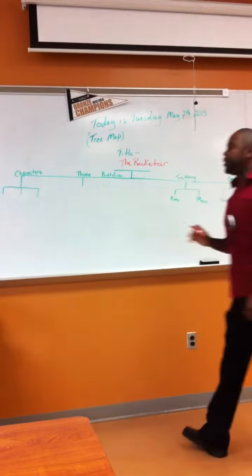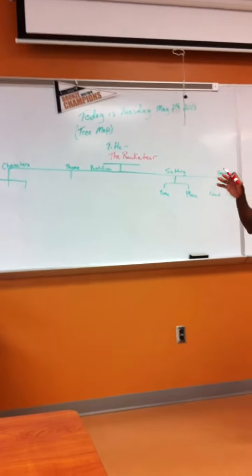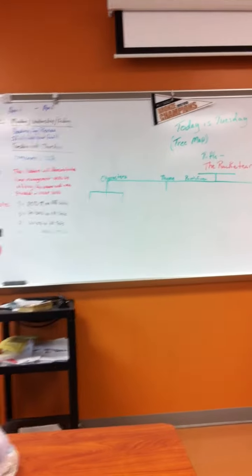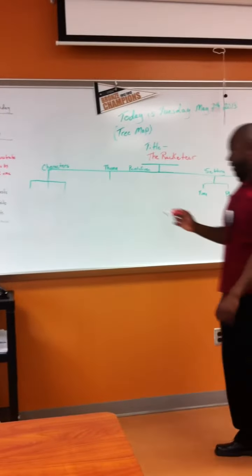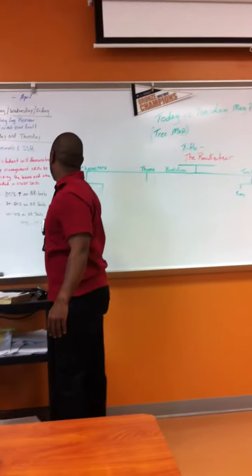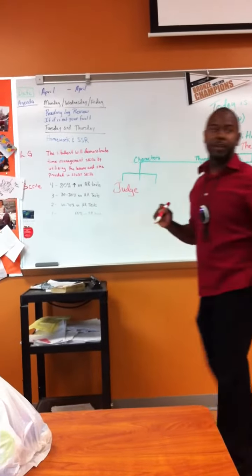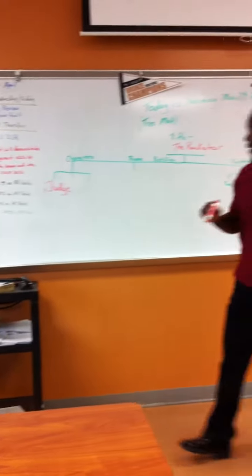Okay, so now let's talk about the main characters of the book. Can someone tell me who some of the main characters are? Judge Fawcett, okay? So we're going to use a generic term and just say the judge. Who else is associated with the judge? Malcolm.